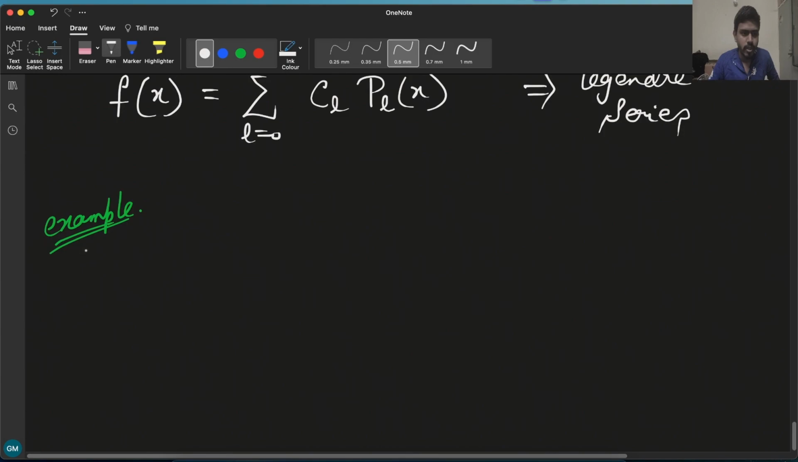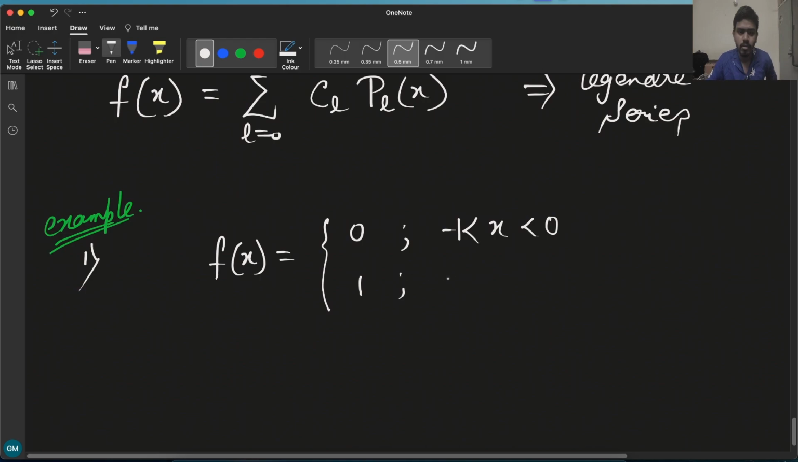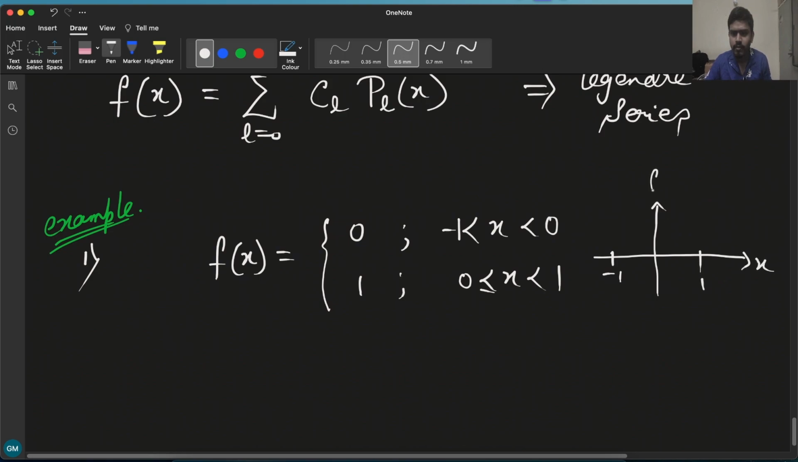Okay, so the example is basically this: you are given the function f(x), which is 0 in the interval from -1 to 0, and 1 from 0 to 1. So the function looks like this. This is -1, let's say this is 1. This is the x-axis and this is f(x). The function looks like this.